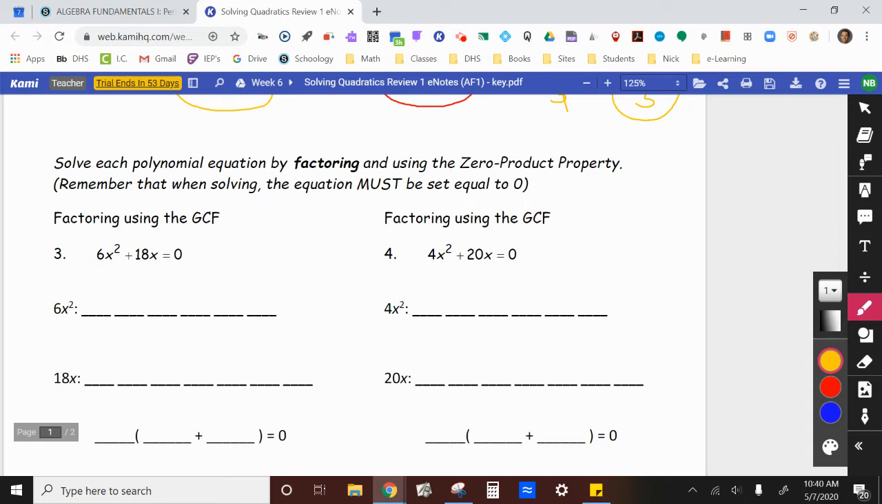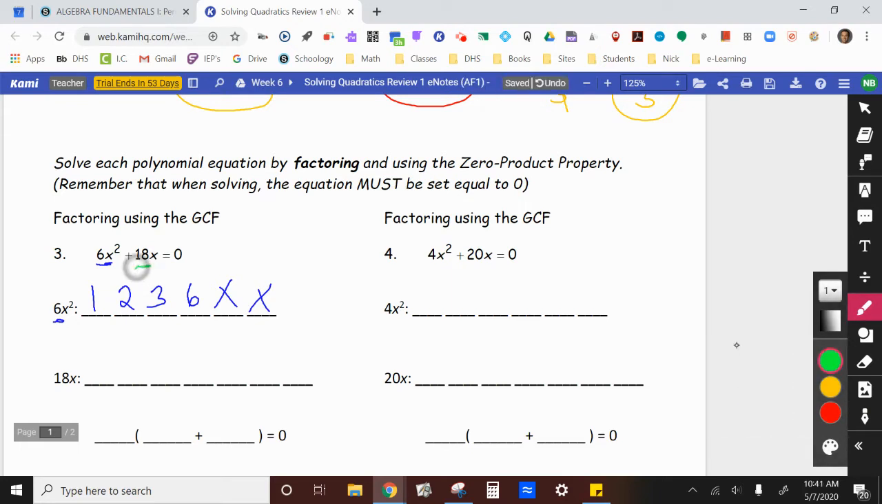For 3 and 4, we're going to solve these by factoring and then using the zero product property. For both of these, we're going to factor using the GCF, or the greatest common factor. For 6x squared, my factors are x and x, 1 times 6, and 2 times 3.